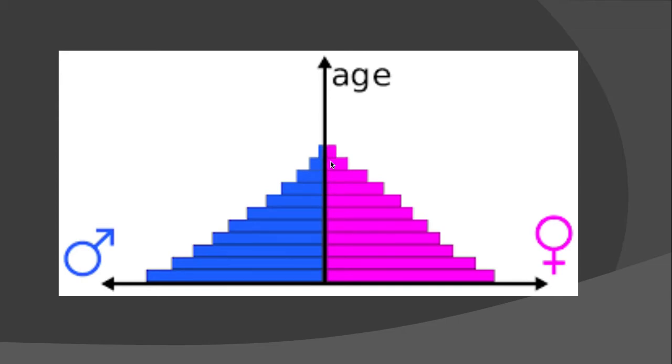Here's an interesting observation, just fun to point out. So up here at the very tippity top, you're going to have your oldest folks. And what's interesting is there's almost always more ladies up here, more girls than guys. And part of the reason is that women typically have longer lifespans. It's just a scientific fact. Why? There's lots of reasons, but let's move on.